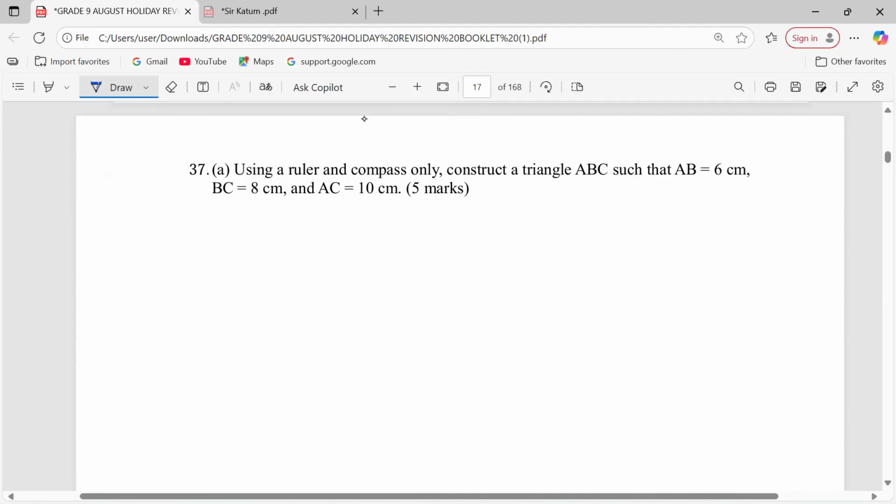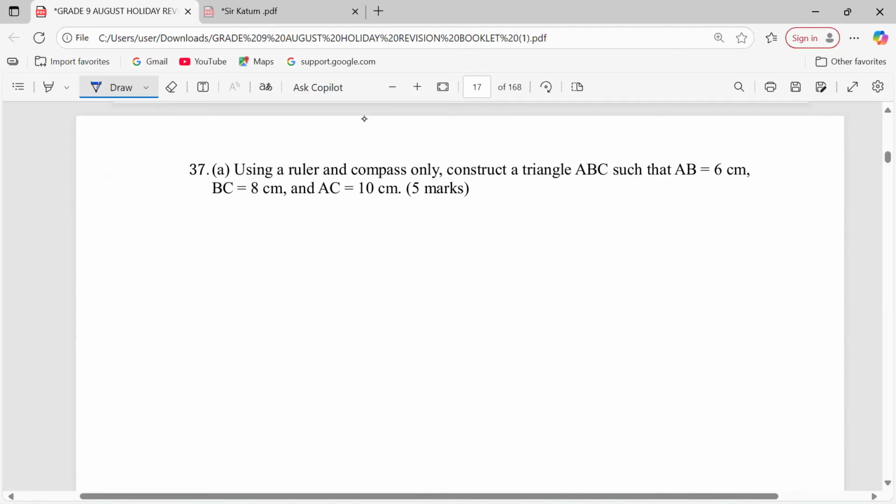Like this is a 10. This is 8. Then we are required now to measure the angle at B. Measure the angle at B. This one. So I want to show you first, before you place your protractor there to measure, to first establish the exact value of this.